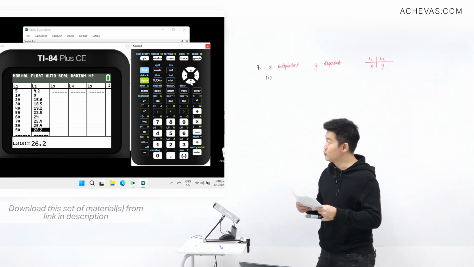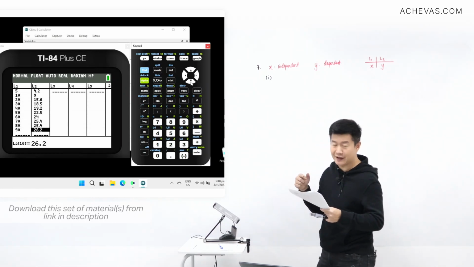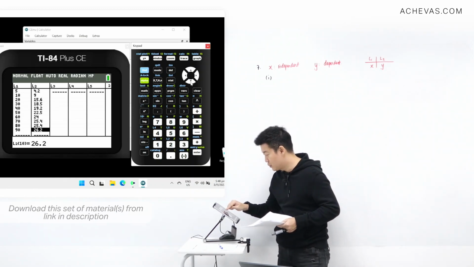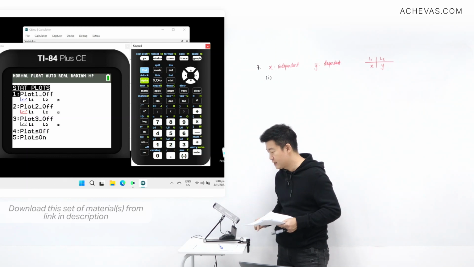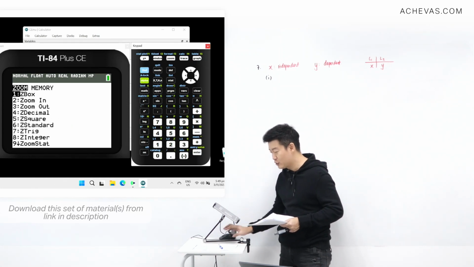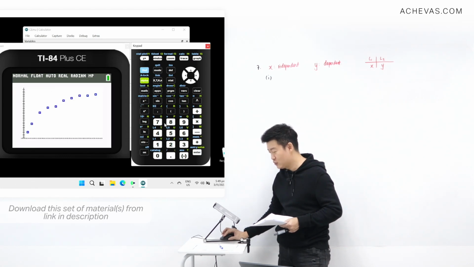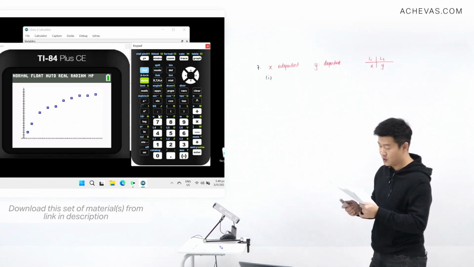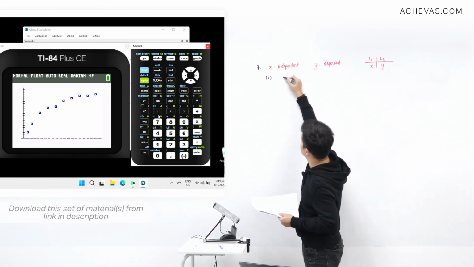Now let us use our graphing calculator to help us get an overview of the scatter diagram first. We're going to go to second Y equals to turn on our stats plot. After I've turned it on, I'm going to go to zoom and choose zoom stat, number 9. Okay, so this is our scatter diagram of X versus Y. Let me do a sketch of it here.